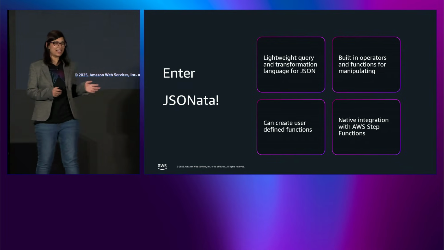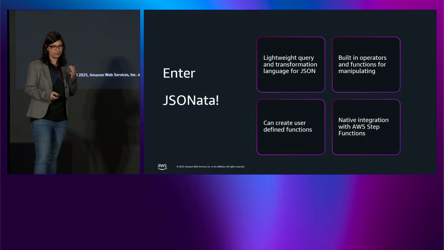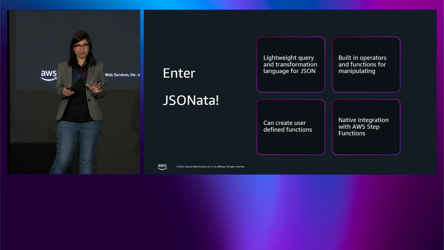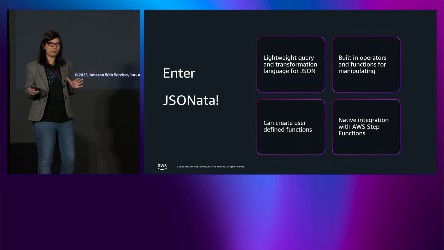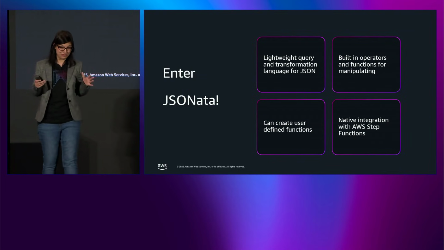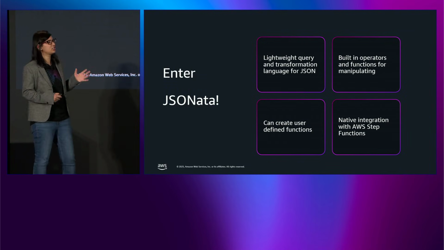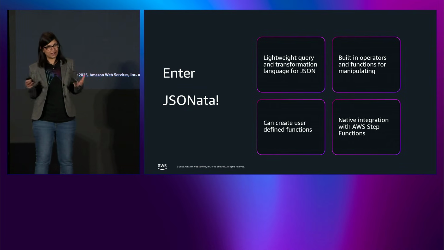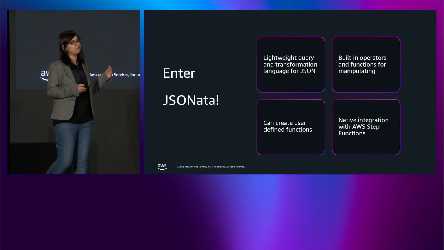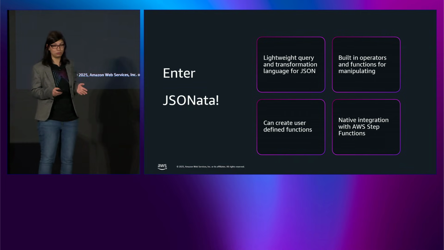So JSONata is a lightweight query and transformation language for JSON. It's open source and inspired by XPath. A lot of people might not be familiar with it, but I am probably from the dinosaur age, so I am familiar with XPath as well. You're able to navigate JSON objects and arrays. You can flatten out arrays very easily. And you have all these built-in operators and functions that you can use for manipulating data.